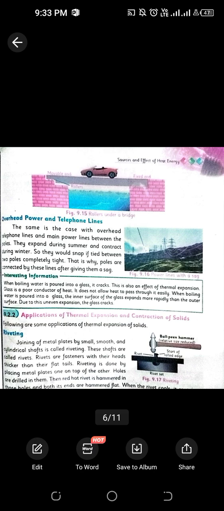Okay. So returning towards the topic, which is overhead power and telephone lines, the same is the case with overhead telephone lines and main power lines between the poles. Now you have noticed that the telephone lines and the overhead power lines are constructed in such a way that the lines are between the two poles, right?